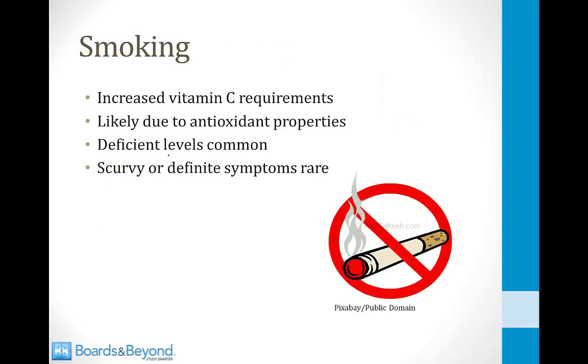people who consume too much vitamin C can develop calcium oxalate kidney stones. Smokers have an increased vitamin C requirement, and this is likely because vitamin C is consumed as a result of its antioxidant properties and the role it probably plays in fighting off oxidative damage from smoking. When vitamin C levels are measured among smokers, deficient levels are common. Symptoms of scurvy, however, or symptoms from the vitamin C deficiency are relatively rare.